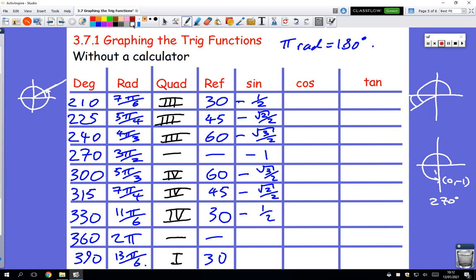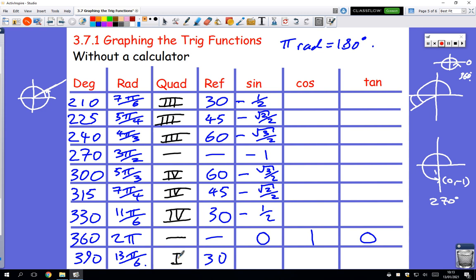Well, 360 degrees is actually coterminal. Draw a little sketch up here. That's coterminal with 0 degrees. So the sine, cosine, and tan of 360 will all be the same as the sine, cosine, and tan of 0. So sine of 360 will be the same as sine of 0, which was 0. Cosine of 360 will be the same as cosine of 0, which is 1. Tan of 360 is going to be sine divided by cosine.